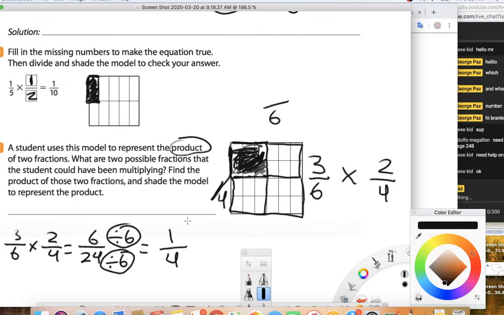But our answer would just be 1/4. If you leave it at 6/24, that's fine. But I just wanted to show you the other way that you can do it as well.